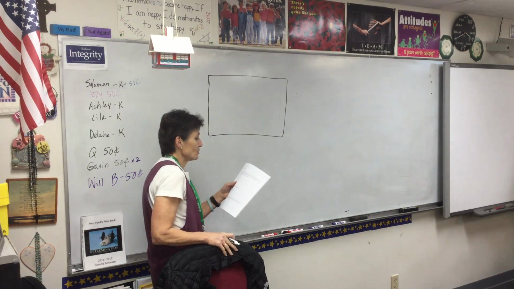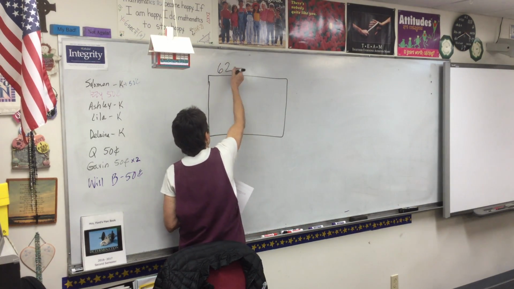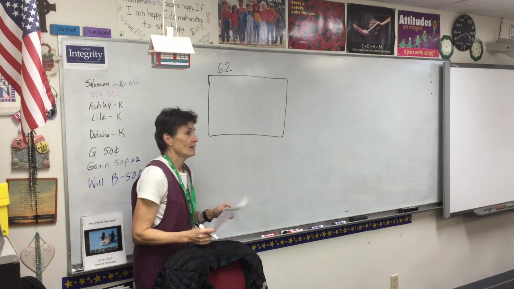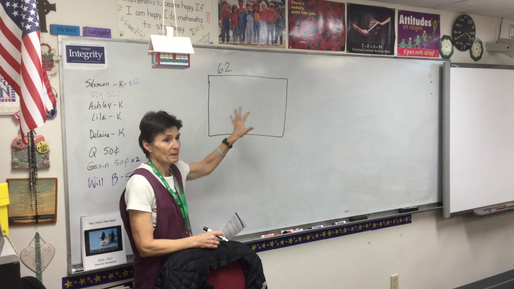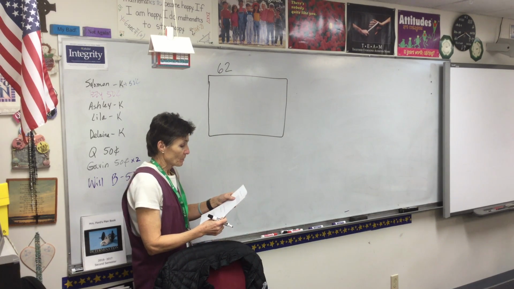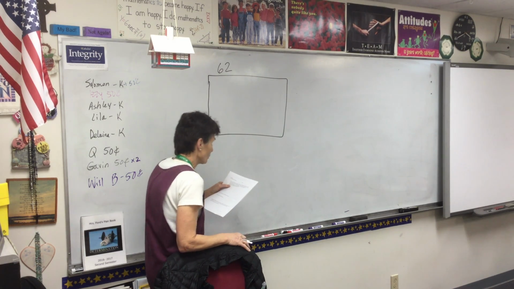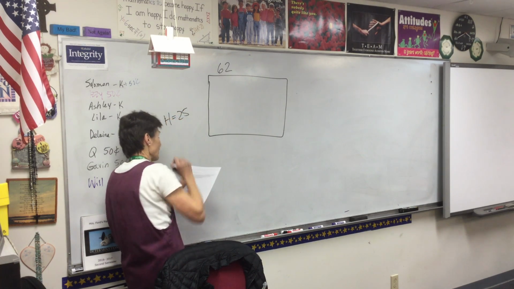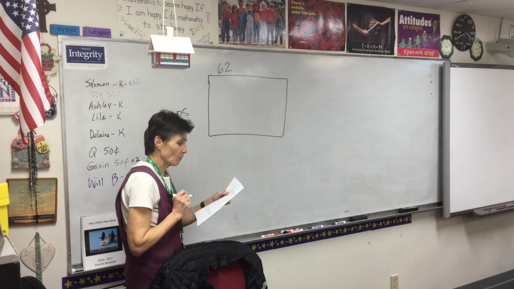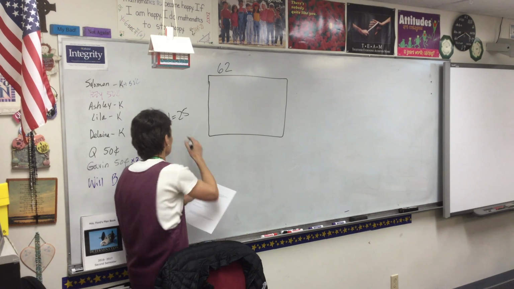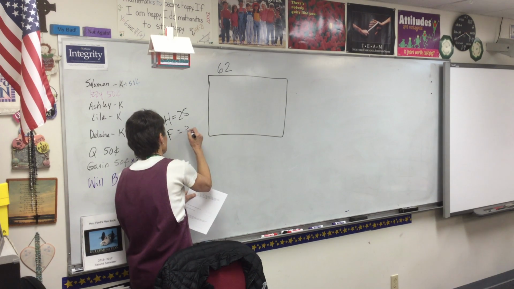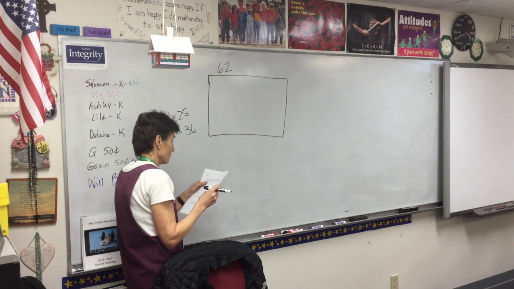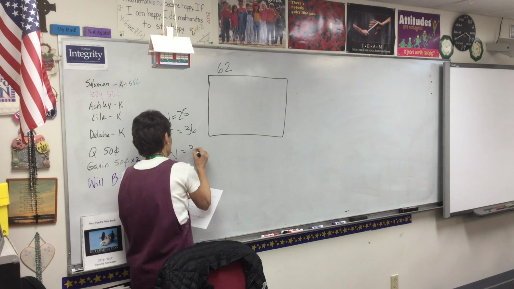There are 62 students in a group, so I'm going to put 62 right here to remind myself that there are supposed to be 62 people in that box. 25 of them like Halloween. I'm just going to make a note of that over here. Can't put that in my picture yet. We'll talk about why in a minute. 36 like the 4th of July. And 36 like Valentine's Day.